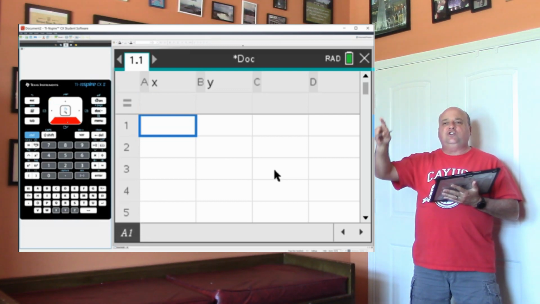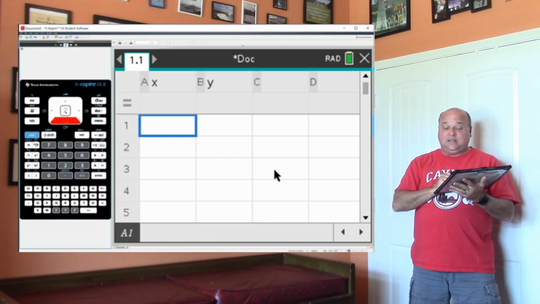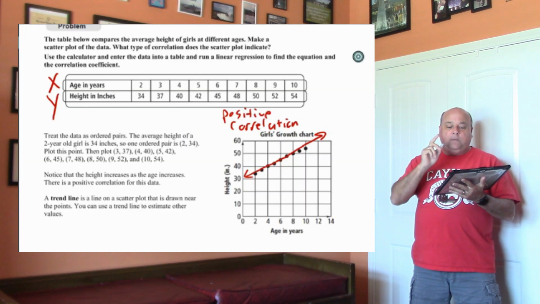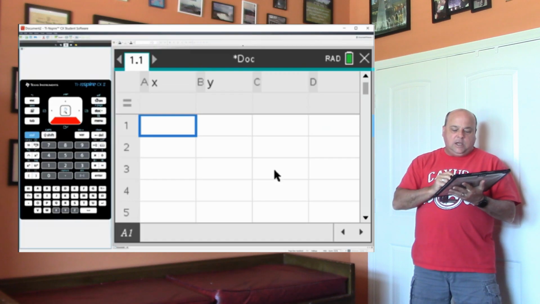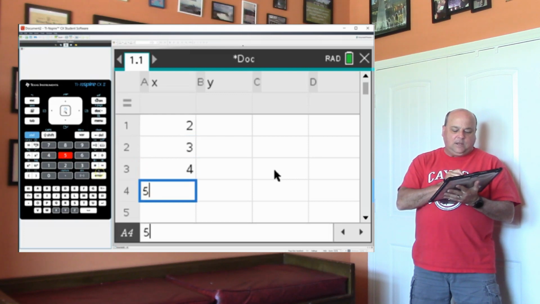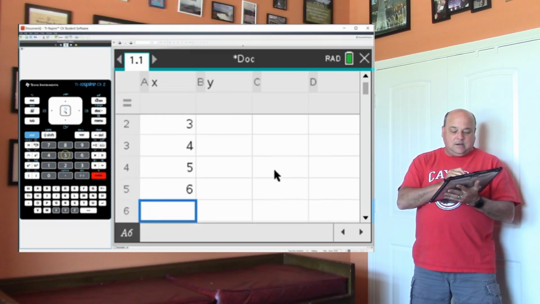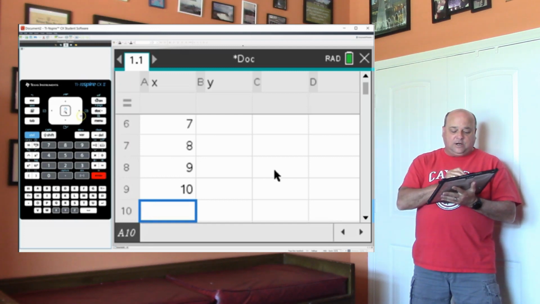Now then, we're going to start typing in the X's. And this is going to be kind of hard for me because I can't see the table, but it's 2, 3, 4, 5, 6, 7, 8, 9, 10. Those are our X's. So 2, enter, 3, enter, 4, enter, 5, enter, 6, enter, 7, enter, 8, enter, 9, enter, 10. If you mess up on this, it's going to make an error in your data.